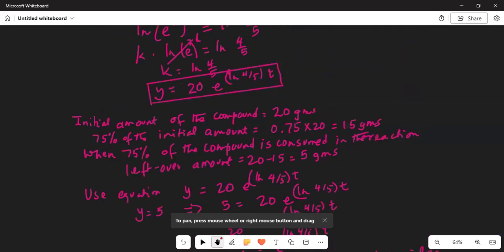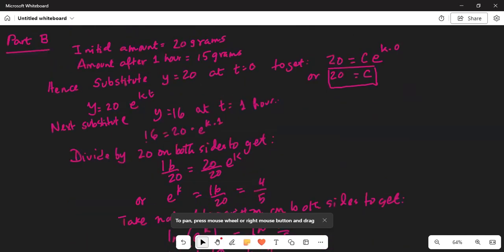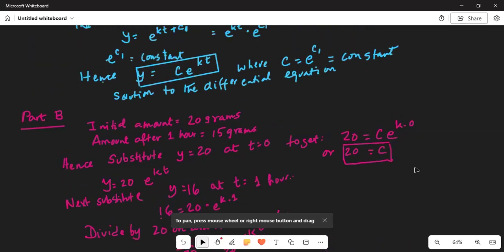So let me recap what I did. First, in part A, I solved to find the equation for the amount of the compound at any point after the reaction, which is y equal to c multiplied by e raised to the power of kt, where c is a constant and k is also a constant, t is the time. Now we will go into part B.